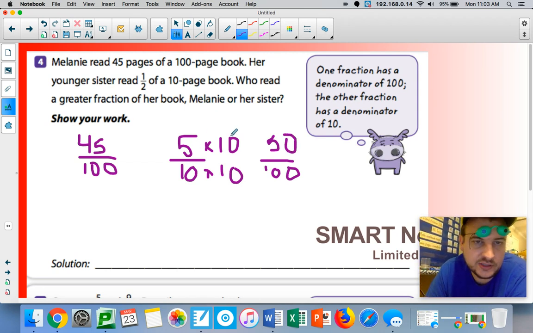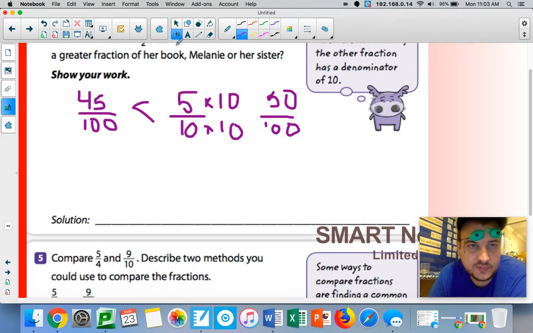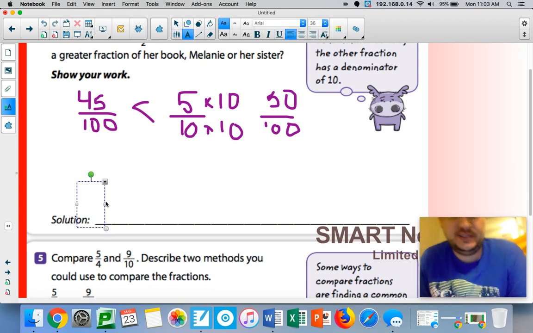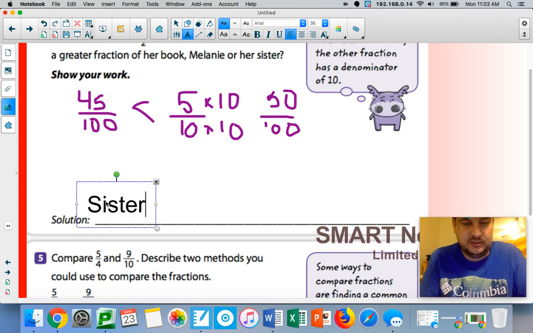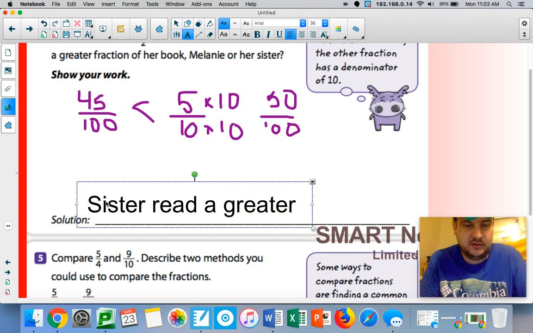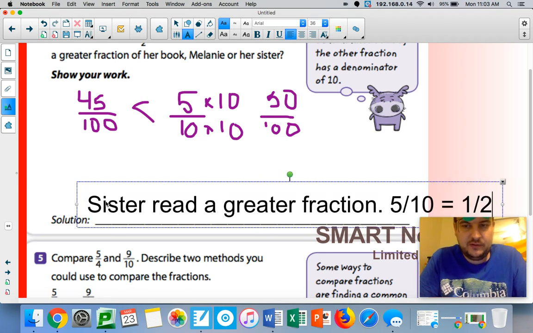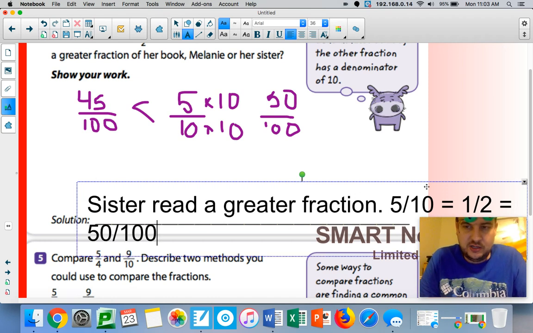Who read a greater fraction of a book? It was her sister. I bet you didn't see that one coming. Sister read a greater fraction. Five tenths equals 1/2 equals 50 100ths. Way to go, little sis.